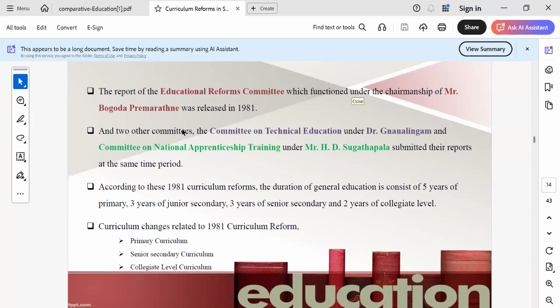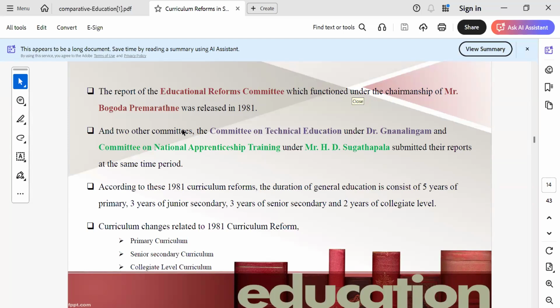So the chairman is Mr. Bogoda Premaratne, and two other committees, the Committee on Technical Education under Dr. Gnanalingam and the Committee on National Apprenticeship Training under M.H.D. Sugathapala, submitted their reports at the same time period. So according to these 1981 curriculum reforms, the duration of general education consists of 5 years of primary, 3 years of junior secondary, 3 years of senior secondary, and 2 years of collegiate level. So you can see the structure change.